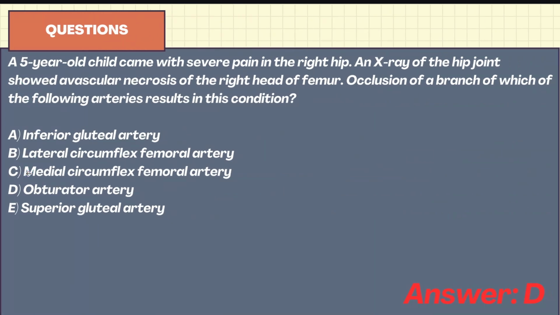Always keep in mind, if the patient is young and he has avascular necrosis, 90% of the time it's going to be an issue with the obturator artery. If the patient is older, it's most likely going to be medial circumflex femoral artery. However, if the patient is young, the young patients are always going to rely on obturator artery.